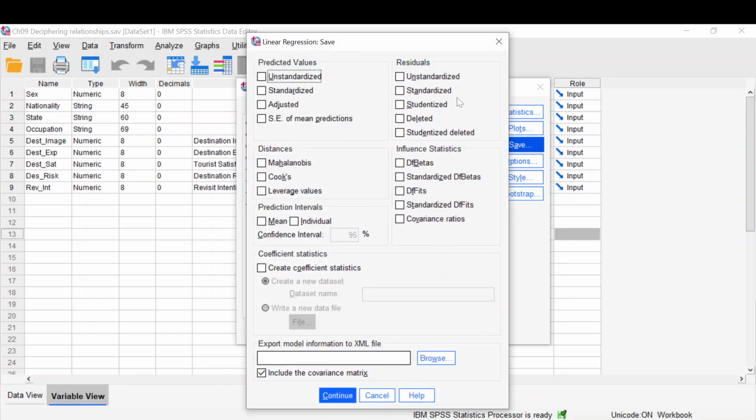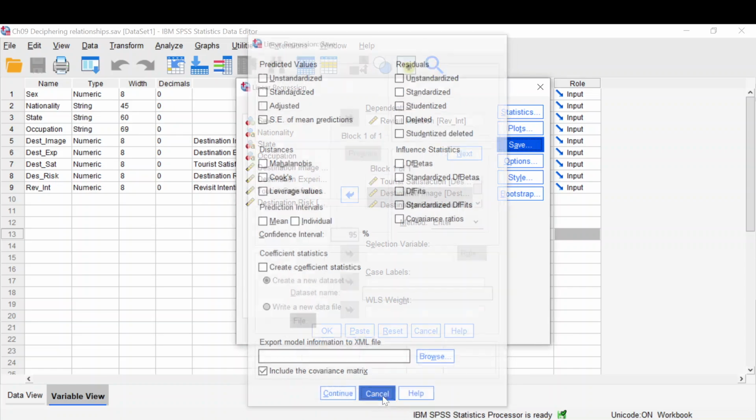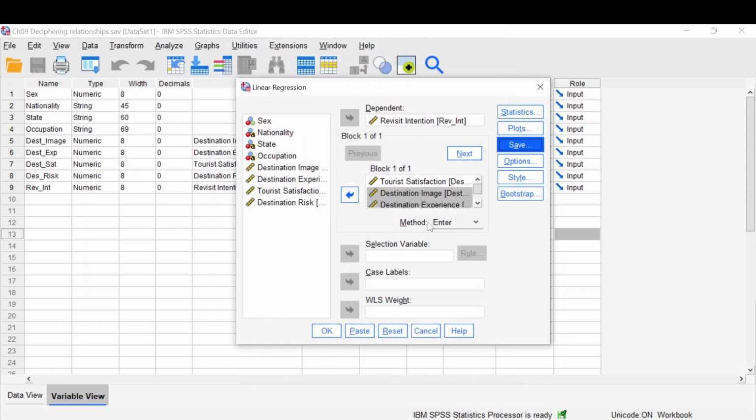Okay, there's also a number of additional points or values or distances, things that you can include in your output. Just to keep things simple for this example, we'll not include those either. So just know that they are available. All right. Make sure your method is selected as enter, and then when ready, click OK.